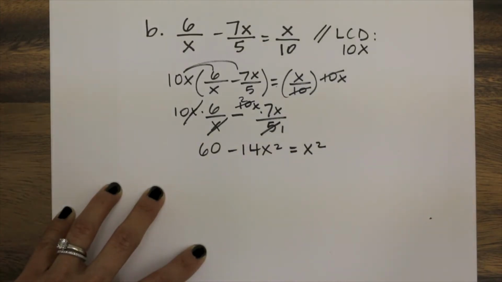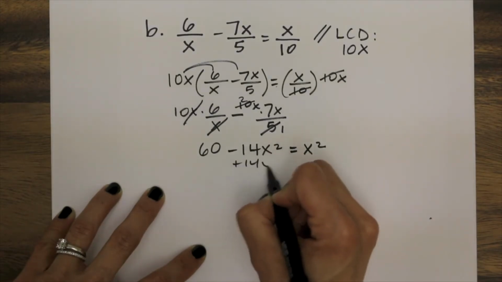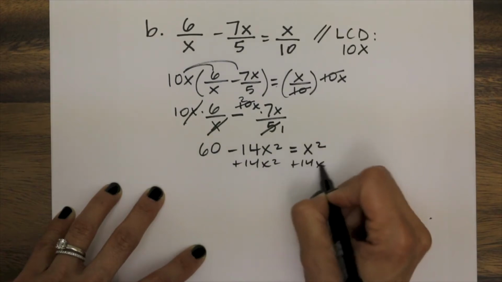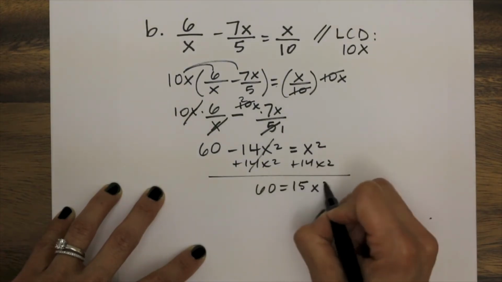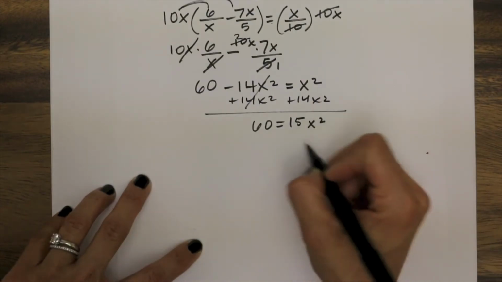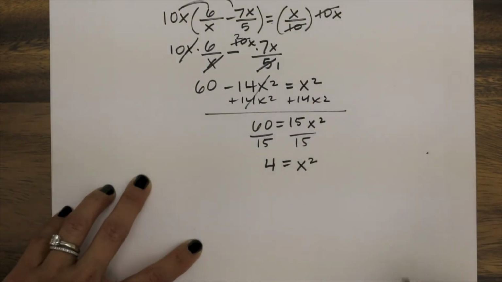Once you get to this point, you solve it like a regular equation. So what we'll do is move the x squareds to the same side. We'll add 14x squared to the right side. So you get 60 equals, and that makes 15x squared total. Divide both sides by 15. So you get 4 equals x squared.